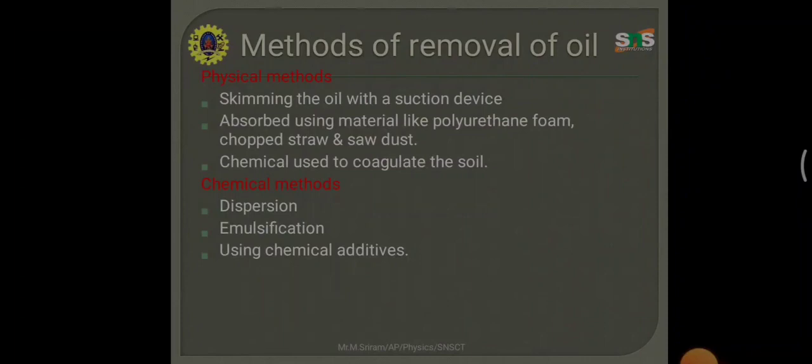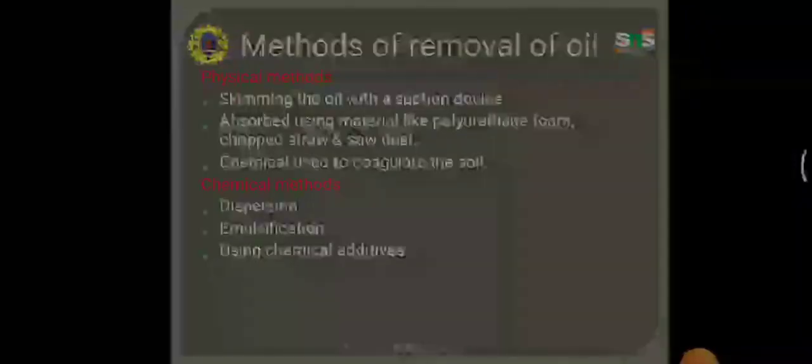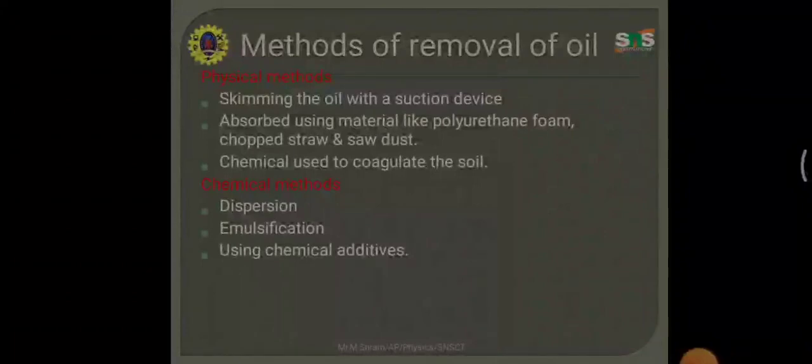So some of these protective measures are that municipal and industrial wastes should be treated before being allowed to join the sea. Coastal waters should be periodically analyzed for detecting pollution levels.